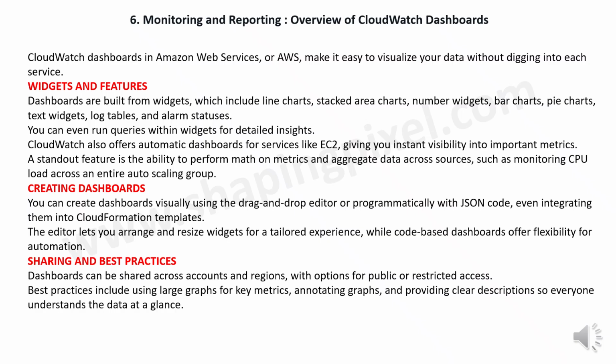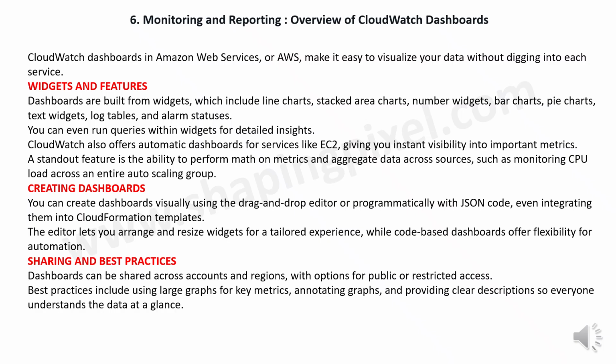CloudWatch dashboards in Amazon Web Services, or AWS, make it easy to visualize your data without digging into each service. With dashboards, you can quickly see key information and make decisions about your workloads and processes, all from a single customizable view. Dashboards are built from widgets, which include line charts, stacked area charts, number widgets, bar charts, pie charts, text widgets, log tables, and alarm statuses. You can even run queries within widgets for detailed insights.